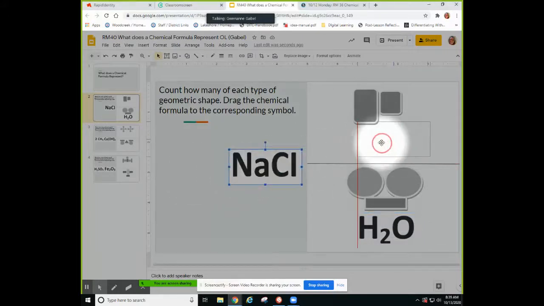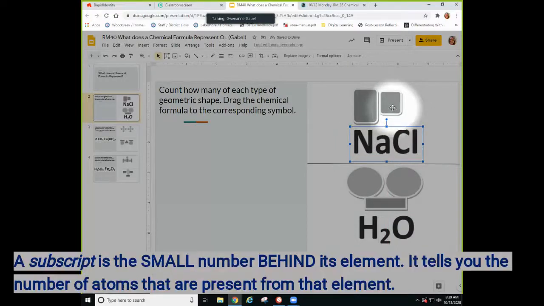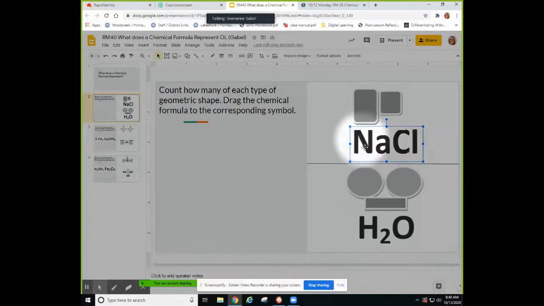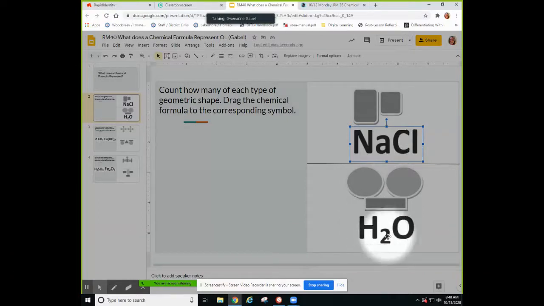Then we have NaCl. We have 1 atom of sodium and 1 atom of chlorine. Okay? Notice that there are no subscripts in NaCl. There's no numbers here. We don't have to write a 1 here. Just having the chemical symbols tells us that there is 1. When we have more than 1, that's when we write a subscript. So we have more than 1 hydrogen. We put this little 2 behind it because sub means behind or below. Sub, so this 2 is below the hydrogen. Let's do another one.